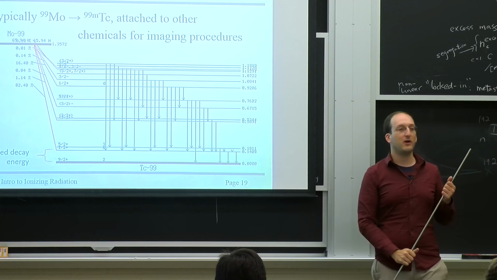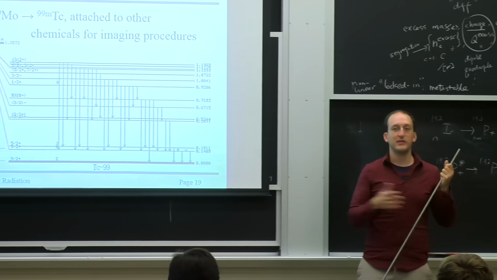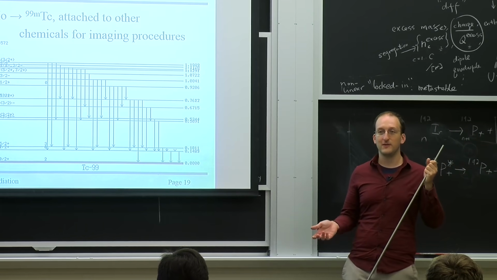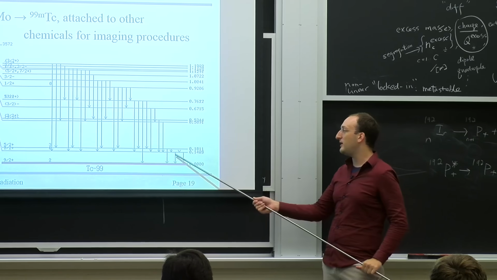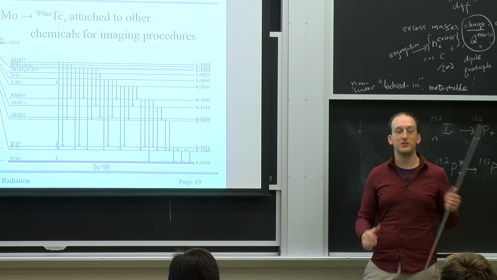Those also have a rather long half-life. It's a few days. So you can make Moly-99 in a reactor, transport it to a hospital, feed it to someone, and use these 140 keV gamma rays, because they come from the nucleus, to image whatever the technetium will bond to.